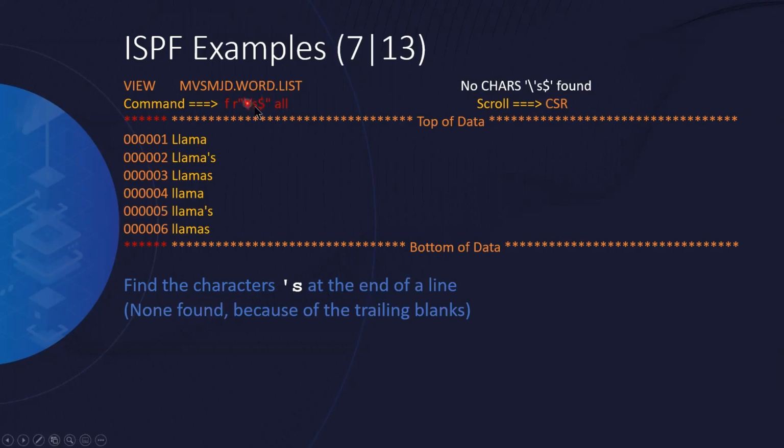What if I wanted to find an apostrophe S at the end of a line? I would put the dollar there, but it's complained there are no characters found. But there are 80 odd, well, 70 something trailing blanks here, and the regular expression hasn't matched these because they are trailing blanks. This isn't the end of the line. ISPF or z/OS doesn't implement hex zeros, as the C language does, as the end of a line.